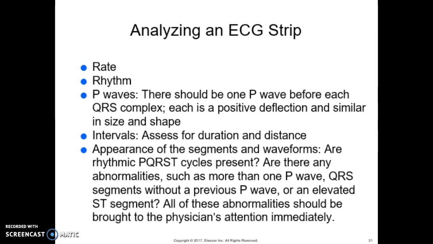So analyzing the ECG strip. The ECG rhythm strip, so there's a lead to view, is evaluated from left to right. And when we're looking at the ECG strip, we're looking for rate, rhythm, the P waves. There should be one P wave before each QRS complex. Each is a positive deflection and similar in size and shape. And the intervals assess for duration and distance, appearance of the segments and waveforms.